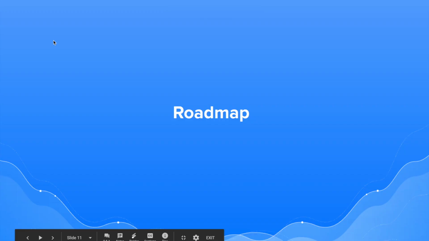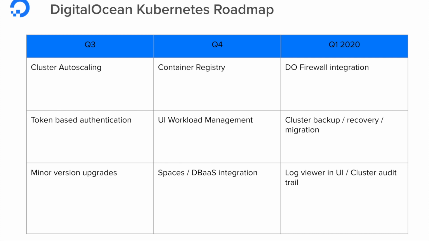Okay, so let's go ahead and take a look at what's coming in DigitalOcean Kubernetes in the near future. So we're really excited about the features that we're working on currently, which are cluster autoscaling, which is something people have been asking for a long time. So you'll be able to enable autoscaling on your node pools. As you need more capacity, we'll automatically add more nodes to the cluster. As you don't need it, we'll go ahead and scale down the cluster. So great for cost savings.